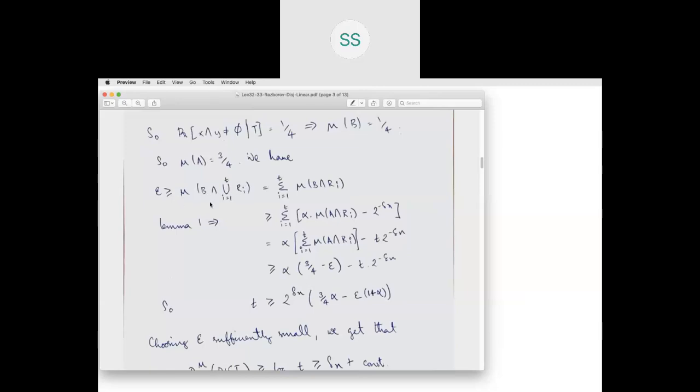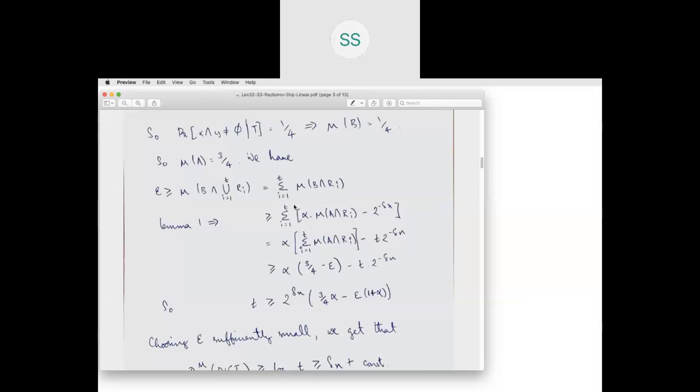Okay, now let us understand the right hand side. What is this? This is just the summation. The RIs are the protocol's partitions, right? So RIs is a partition, so you can just add up B intersection R1, B intersection R2 and so on. So you get this because it's a disjoint union.